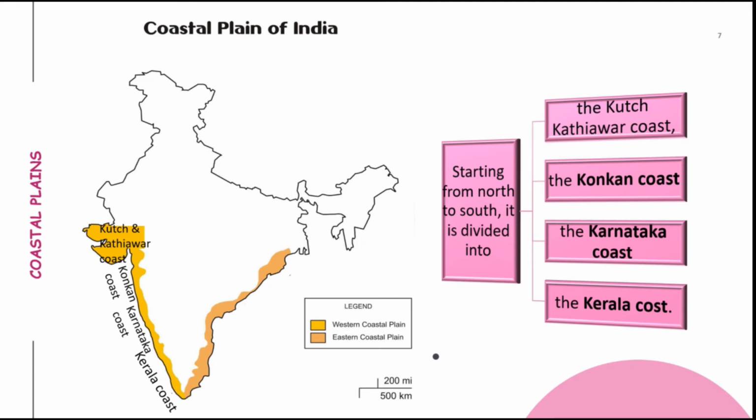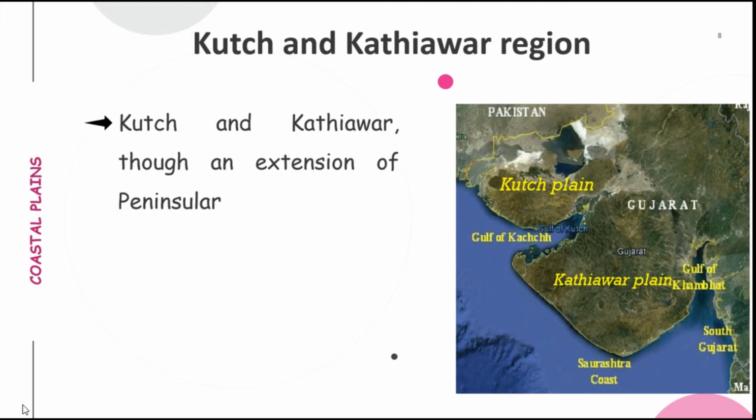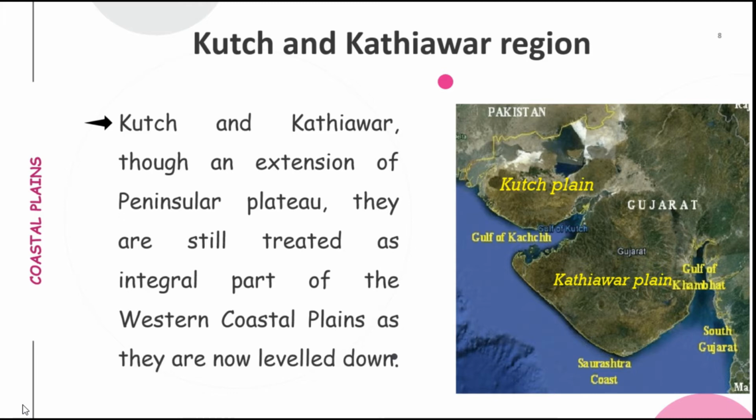So starting from north to south, the western coastal plain is divided into four parts: the Kach Kathiawar coast, the Konkan coast, the Karnataka coast, and the Kerala coast. So first one is the Kach and Kathiawar region. Kach and Kathiawar, though an extension of peninsular plateau, are still treated as an integral part of the western coastal plains as they are now leveled down.